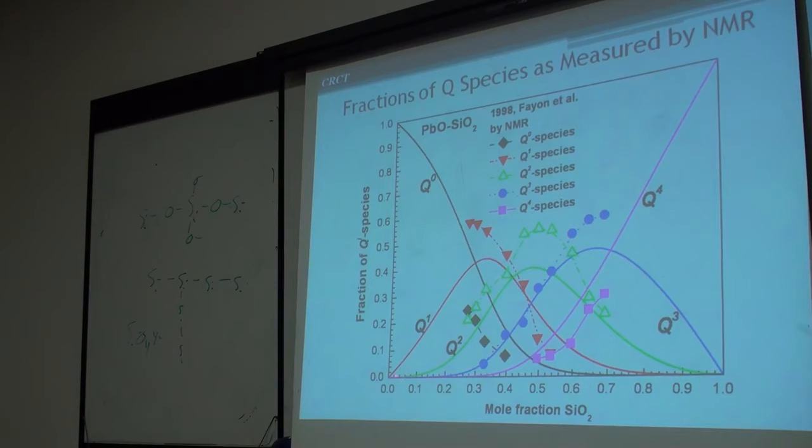The Q1s, which are basically a silicon bonded to one other silicon, like dimers, if you like, or linear chain dimers, they go up and then they come back down again. The Q3s are a little bit further over, and the Q4 species then go up until you have 100% Q4 species over here. The NMR, nuclear magnetic resonance, tells you from the spectrum the surroundings of the ion, you can tell how many silicons it's bonded to.